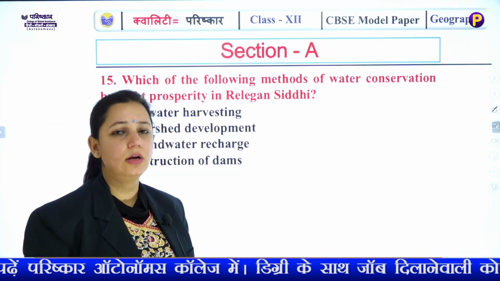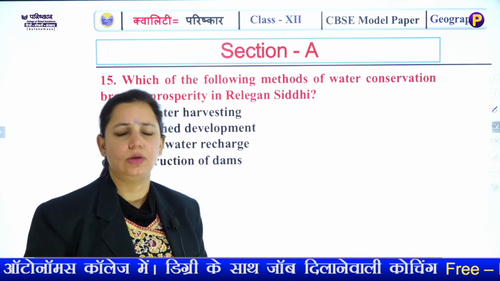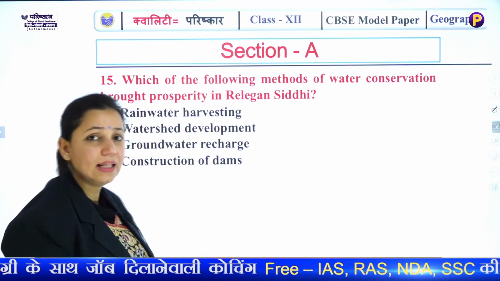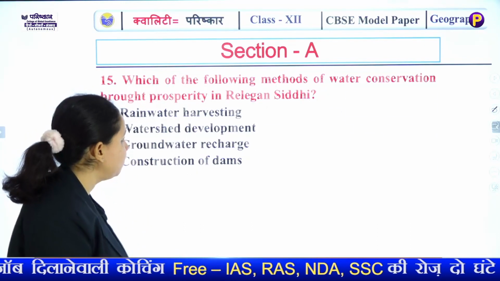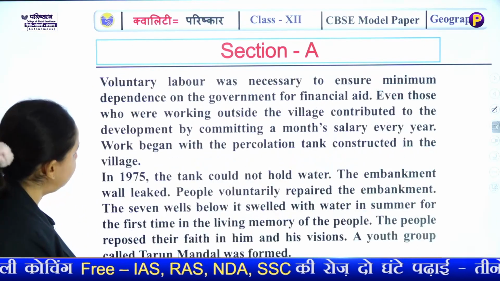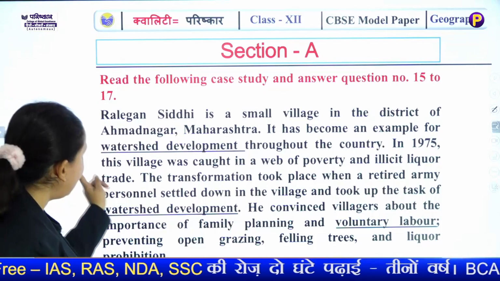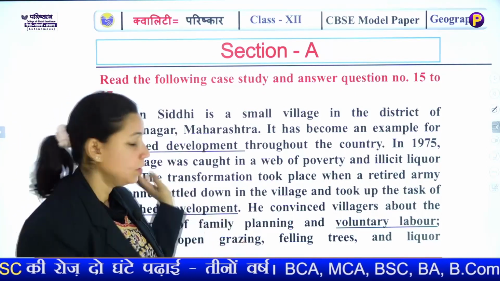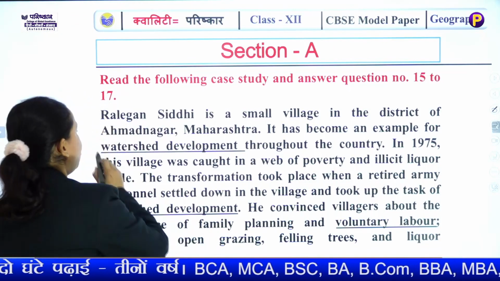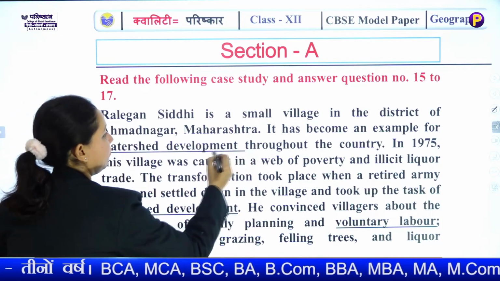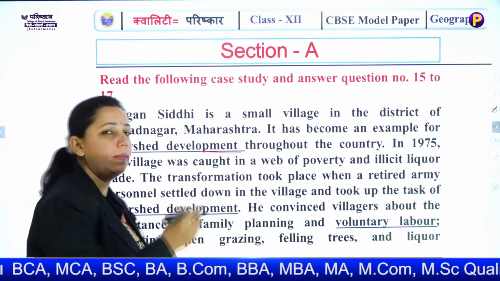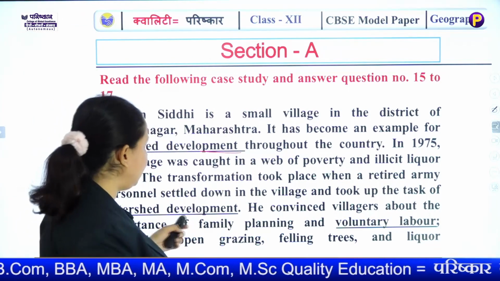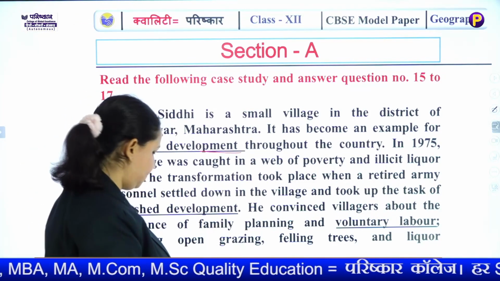Because the whole case study was talking about water conservation. So, what kind of water conservation has brought prosperity in that region? If you go through the case study itself, you can see in the first 3 lines only the answer is given. Here I have marked the important keywords: watershed development. So, the answer will be watershed development.